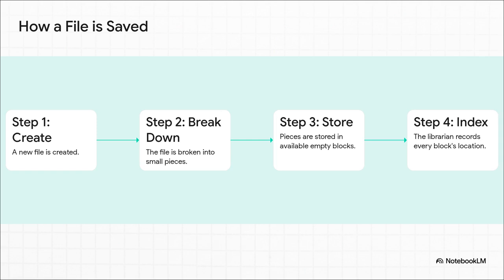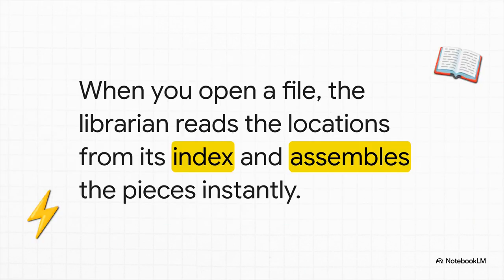So, let's walk through it. The moment you hit save, the file system, our librarian, springs into action. First, it shatters your file into all those little pieces. Then, it finds empty blocks anywhere it can on the drive to stuff them into. And now, for the most crucial part, it meticulously records the exact address of every single one of those pieces in its secret index.